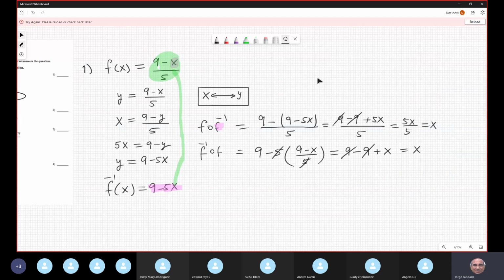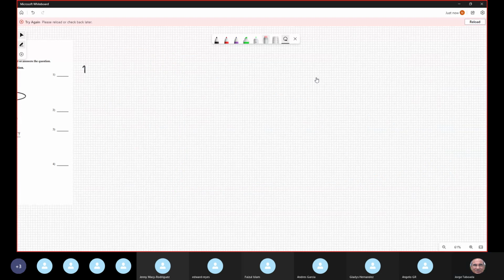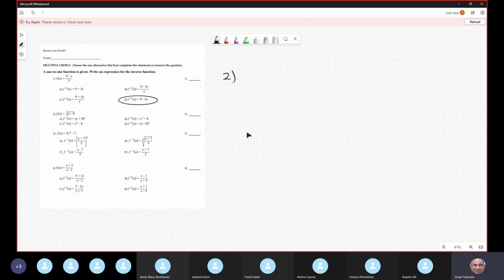Okay, let's move on to number 2. So you see the graph? Well, not necessarily. The question doesn't say anything about a graph. So my second question is a function f of x equal cubic root of x minus a. I need to find the inverse.